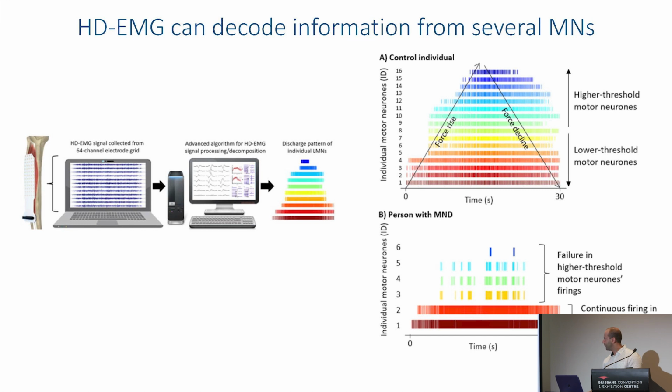But in an example of an individual with motor neuron disease, sometimes what we see is that the lower or smaller motor neurons still fire normally, but the larger ones are having problems. They are not able to maintain their firing rates anymore, even if your brain is trying to send them commands to keep firing. So that's one of the things we're interested in. We're very interested in trying to separate those effects.